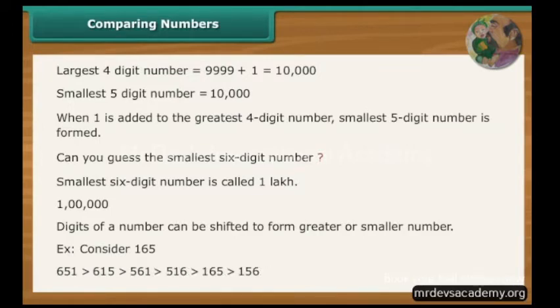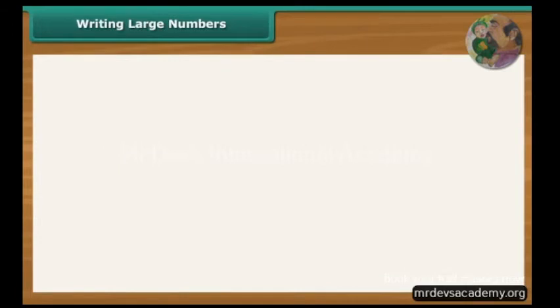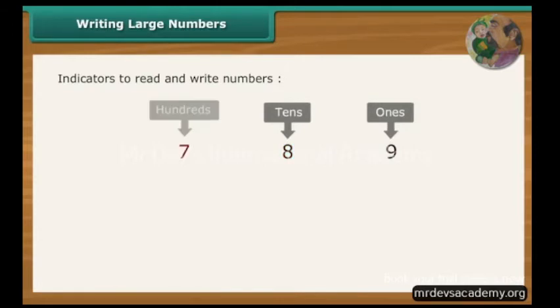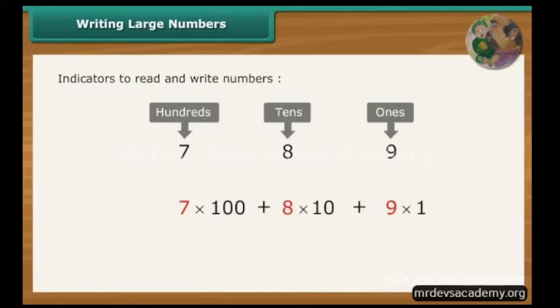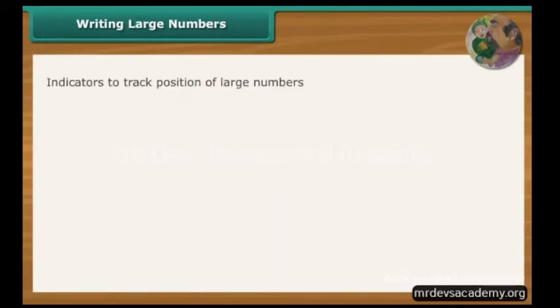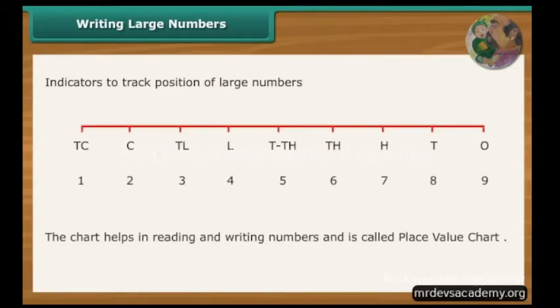Let us see how. Writing large numbers. Sometimes the large numbers are so large that it becomes difficult to keep track of them. Then it helps to use indicators to read and write large numbers. In the decimal number system, the value of a digit depends on its place or position in the number. Each place has a value of 10 times the place to its right. It can be extended to crores. The chart that helps in reading and writing numbers is called a place value chart.